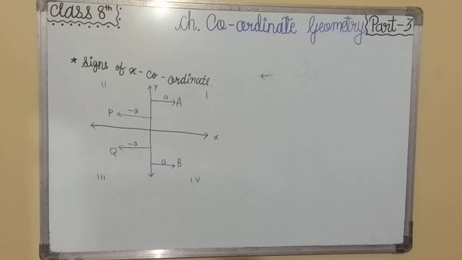Similarly, the x coordinates of all the points in second and third quadrants are measured in negative x direction, and hence the x coordinates of all points in second and third quadrants are negative, or all points lying on the left hand side of y-axis will have x coordinates with negative sign. This was the signs of x coordinates. Now we will learn the signs of y coordinates.